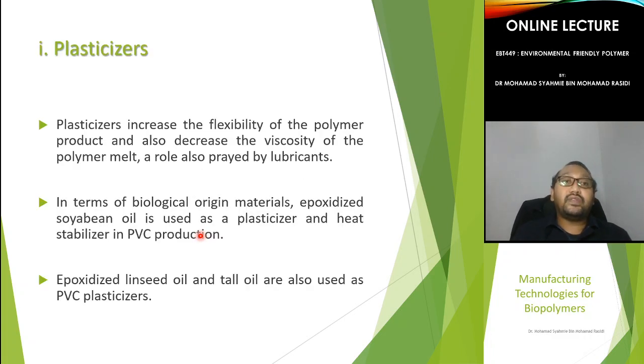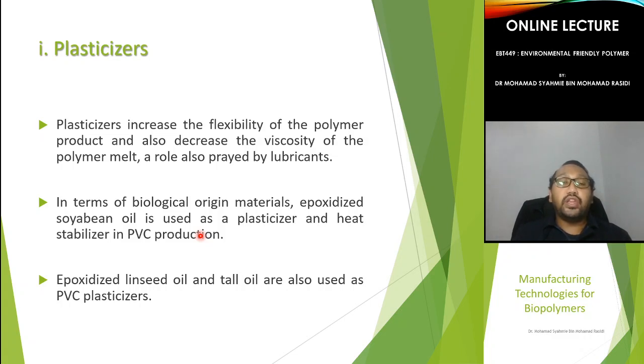Plasticizer increases the flexibility of the polymer's product and also decreases the viscosity of the polymer melt. A role also played by lubricants. In terms of biological origin material, epoxidized soybean oil is used as a plasticizer and heat stabilizer in PVC production. Epoxidized linseed oil and tall oil are also used as PVC plasticizer.